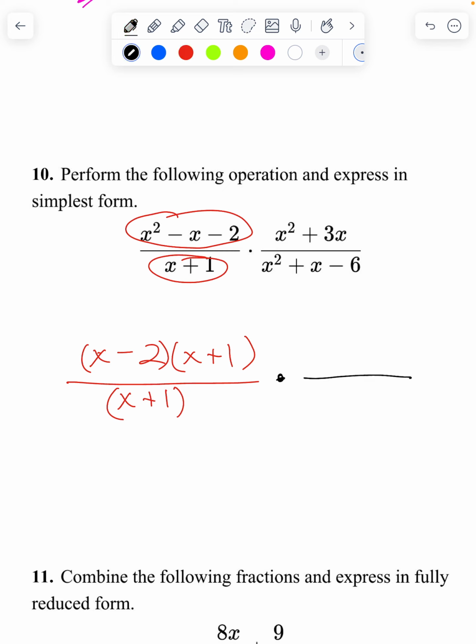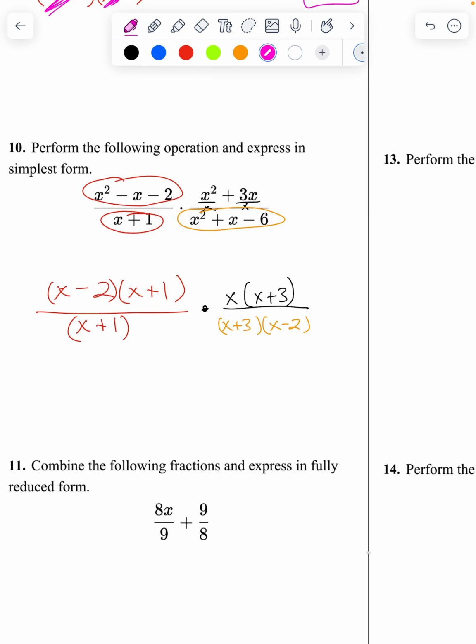Then on the top, this I can pull a greatest common factor. I can take an x out. So if I take an x out, this should be x times x plus 3. And then the bottom, see, multiplying to -6 adds to a positive 1, so it should be +3 minus 2.